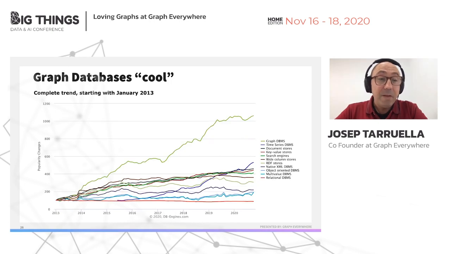And so graph databases are cool. I'm sure you know this ranking that DB-Engines has on the internet. This has a trend score. You see that graph databases have really bumped the market since five or six years ago. They are really cool because there's something else behind, because there's value. And why are they cool? It's not just because they are very nice. It's because they work and they bring value, of course.